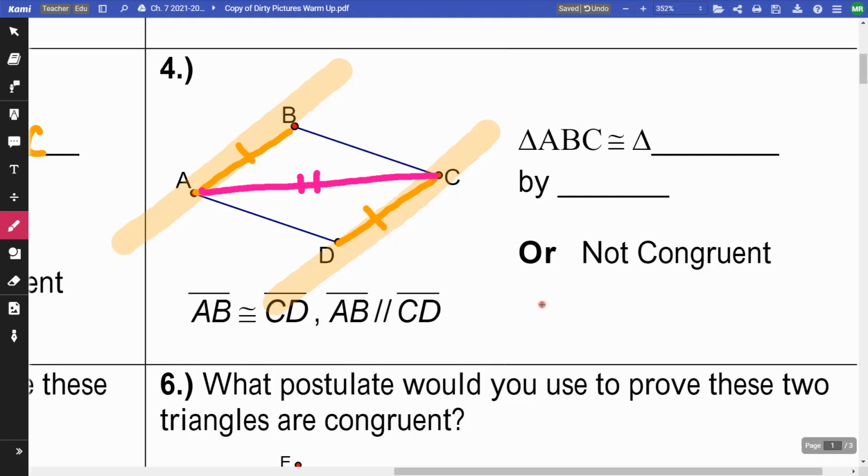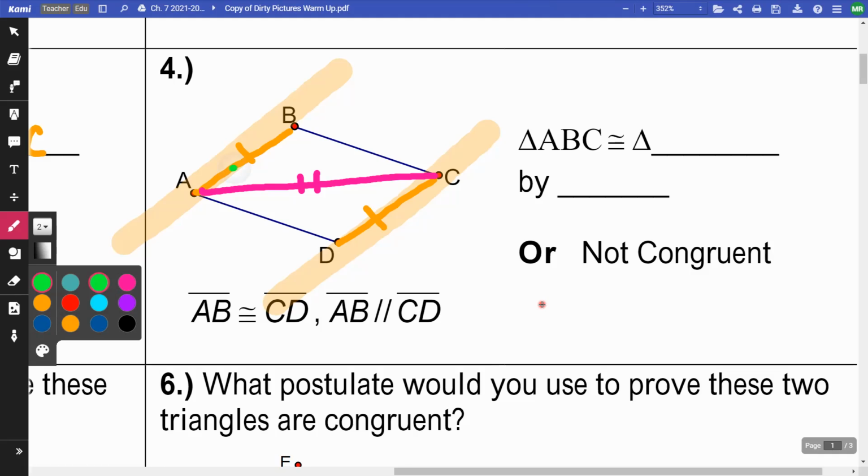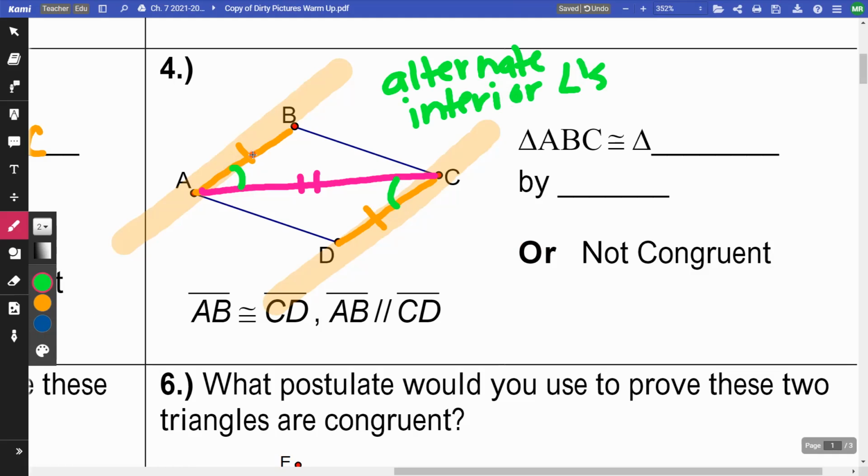But that transversal is giving me this angle here between my transversal and my parallel line, and this angle here between the transversal and the parallel line on the other side. That's called alternate interior angles, and alternate interior angles are congruent. So what I have here is side, angle, side. So these are going to be congruent by side, angle, side.